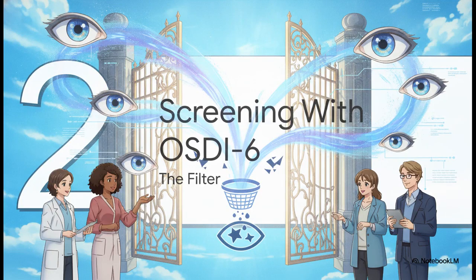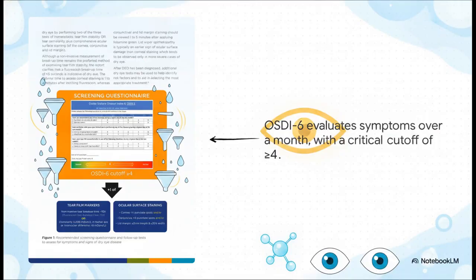Moving right along to Section 2, Screening with the OSDI-6, the filter. This is where we start building our diagnostic funnel, and it acts as the critical gatekeeper for your practice. What's really interesting about this slide is how efficiently the OSDI-6 filters your patients. The DEWS 3 report now recommends the shortened Ocular Surface Disease Index 6.